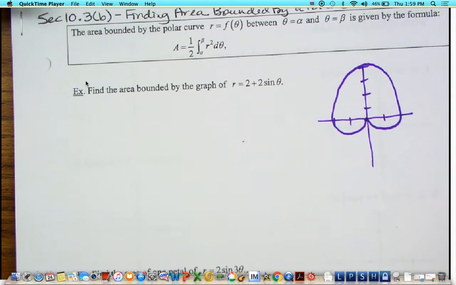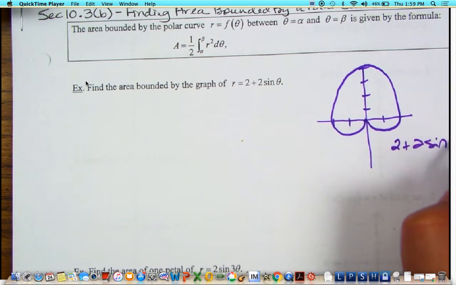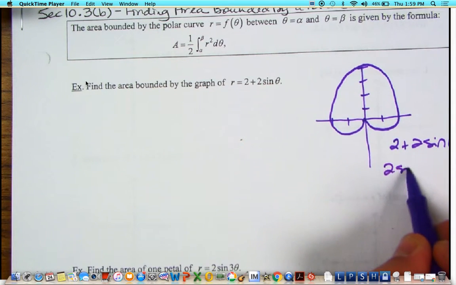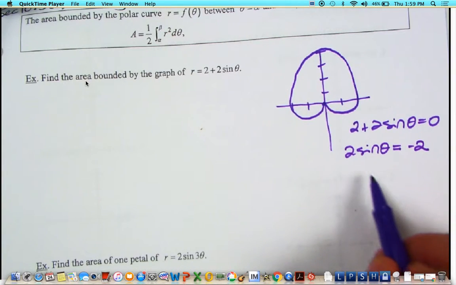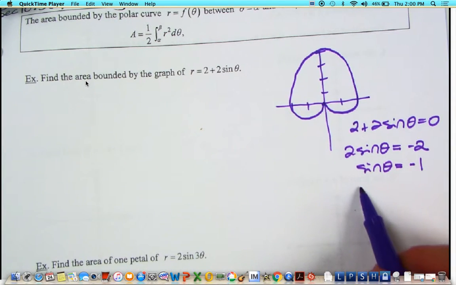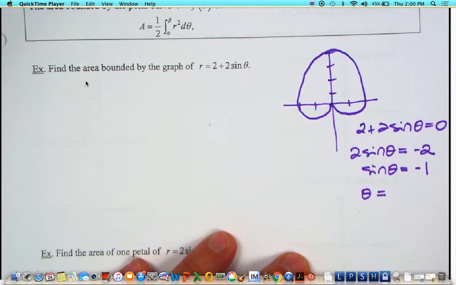So every time it comes back to the pole, any 2 consecutive values will give you your limits of integration. If you think about it, for this one, 2 plus 2 sine theta, I need to know where that equals 0. So 2 sine theta would equal -2, sine theta is equal to -1. So where is sine -1?